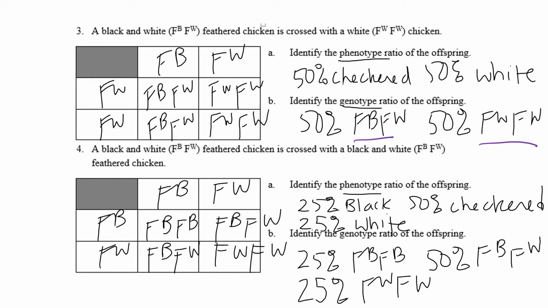And then a black and white one is crossed with a black and white one. It doesn't specifically say checkered, so that's where this gets a little confusing, particularly in the next set of more written questions. The phenotype ratio, so 25% of them are going to be black, so that is FB FB for the genotype. 50% of them are going to be checkered, so that's FB FW, and then 25% of them are going to be white. Okay, so that's FW FW.